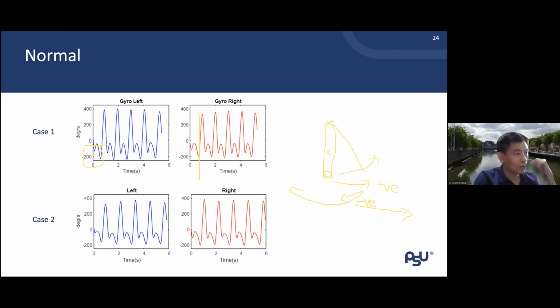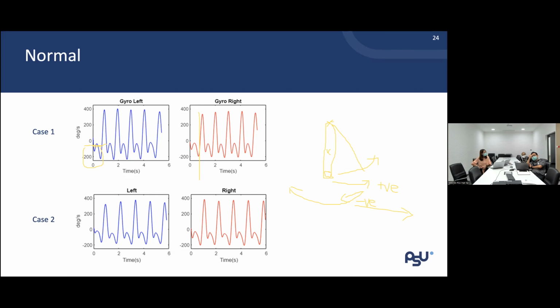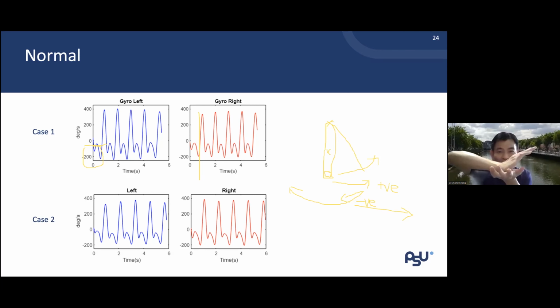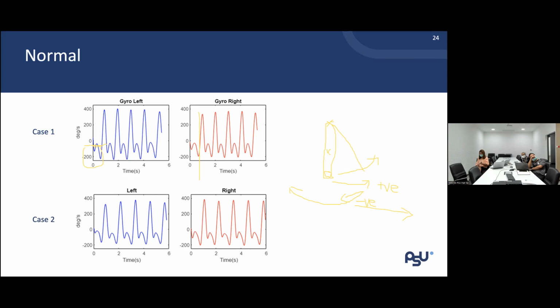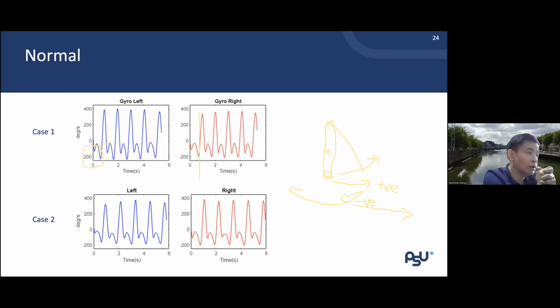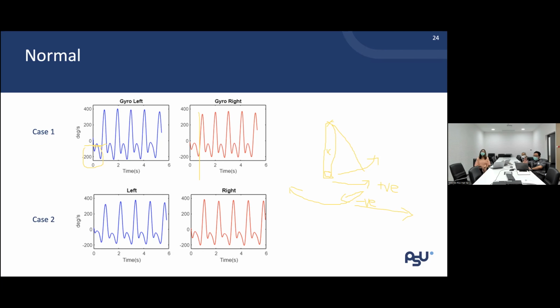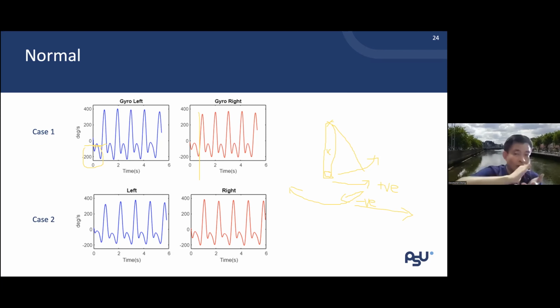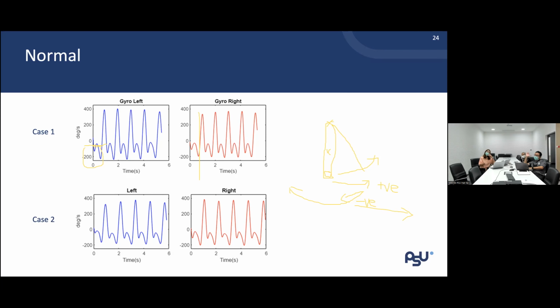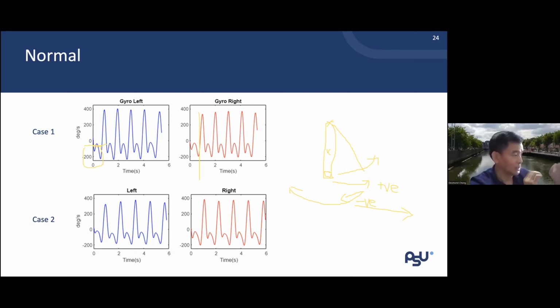When you start the heel strike and the angular velocity, it seems like your shank rotates in the forward direction, correct? But the angular movement is some kind of clockwise. Yes, that's why. Okay, I understand.